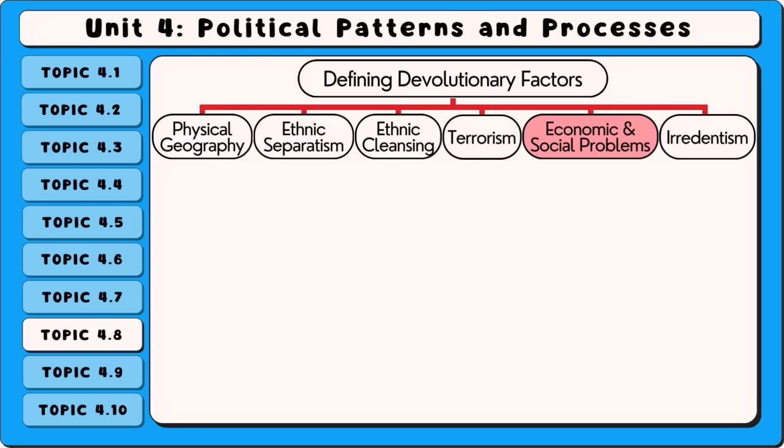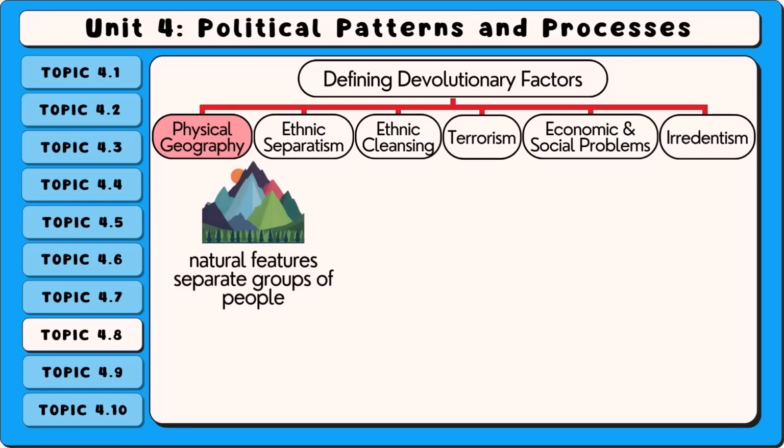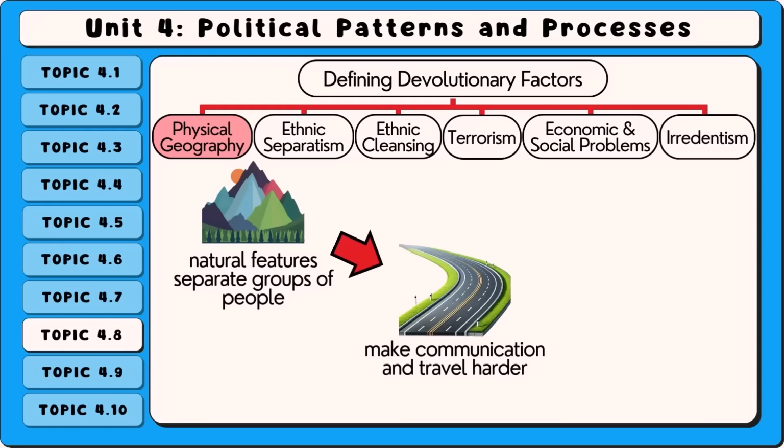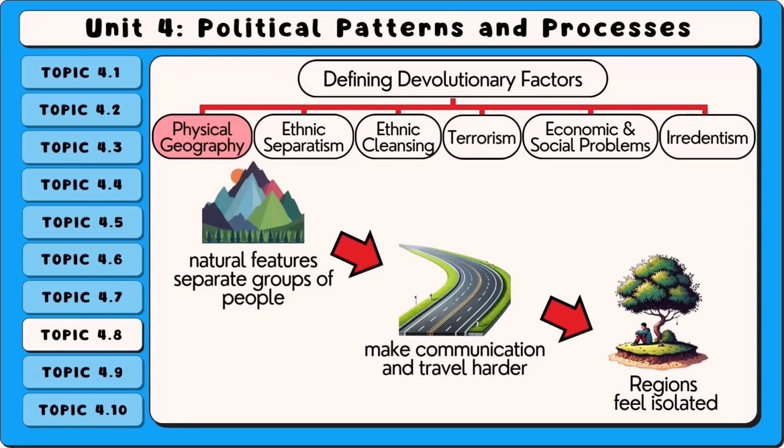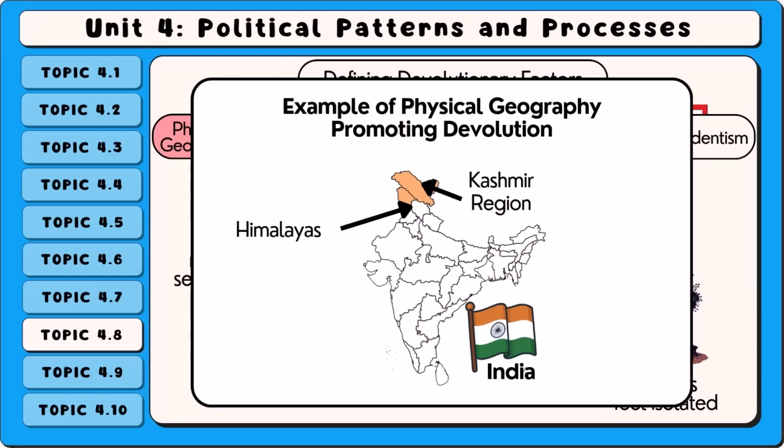Physical geography can lead to devolution when natural features like mountains, deserts, or large bodies of water separate groups of people. These barriers make communication and travel harder, which can lead regions to feel isolated and develop their own identity. For example, the Himalayas separate parts of northern India from the rest of the country, which contributes to tension in Kashmir, where some groups want independence or union with Pakistan.